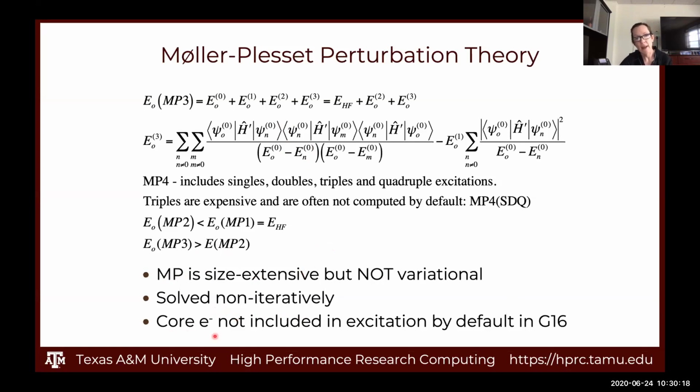The other thing I like to point out is that in Gaussian 16, the core electrons are not included in the excitations by default, and that varies from program to program as to whether or not the core electrons are included in the excitation. Sometimes it's important and sometimes it's not. It really depends on the molecule that you're investigating.